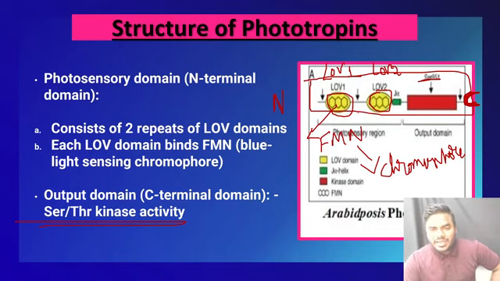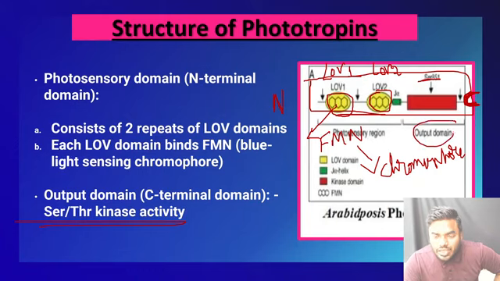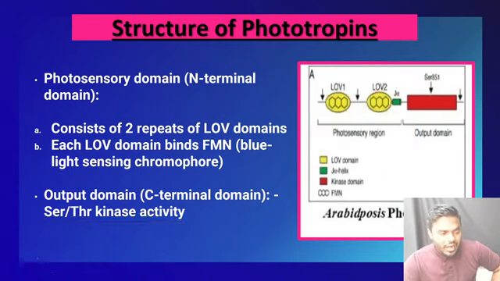Now the point is, this LOV domain can be connected to the output domain, or serine threonine kinase domain, with the help of a chain we can call the joining alpha chain. Shortly, we can call it J alpha chain. So once again, please listen to me carefully.